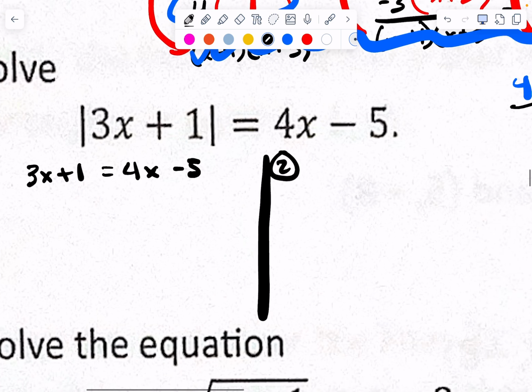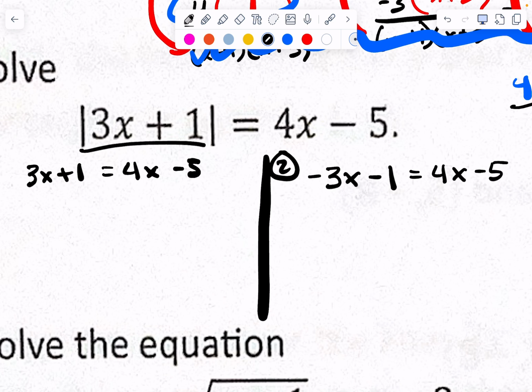But then the second case, what does it look like? Make one side negative. Doesn't matter which one. Usually it's this side that's negative. Negative 3x minus 1 is what it will be, equals, and then I leave that 4x minus 5. If you want to divide the negative over, you sure can. That's totally legal. So there are the 2 cases, and then we're going to solve them all, and we'll be good to go.